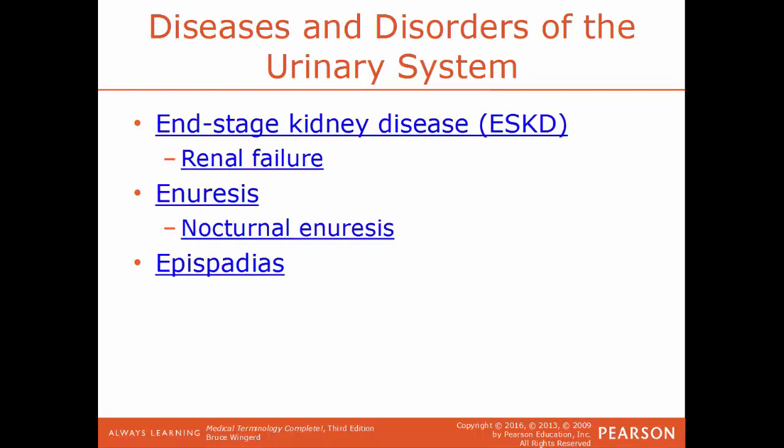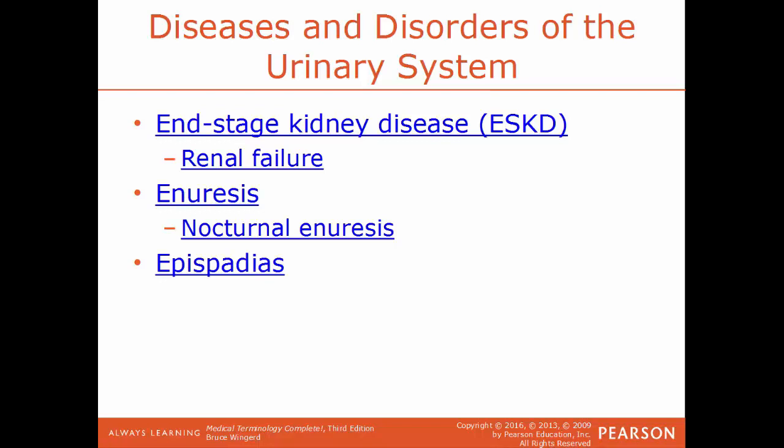Our next term, ESKD, end-stage kidney disease. This is a condition where the kidneys are producing a very low amount of urine. And so this is a very, very important stage of chronic kidney disease. So the risk for congestive heart failure is much higher at this point. The risk for heart attack is much higher at this point. So this is a very dangerous stage to be in. Because if this continues, then you'll end up with renal failure, which is the complete shutdown of the kidneys.